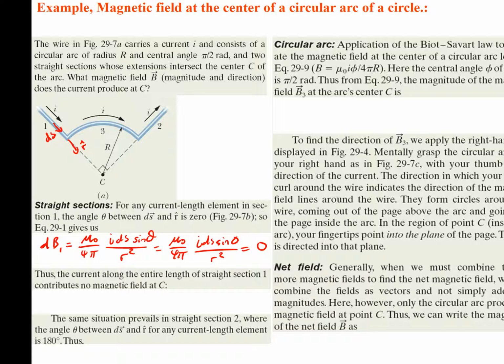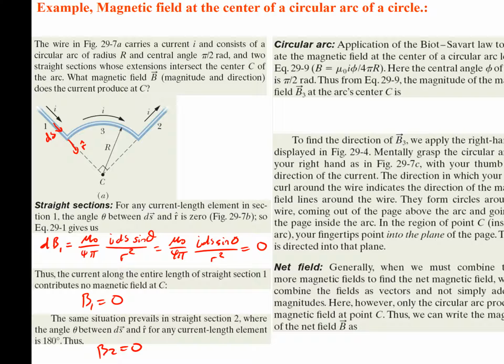Now, the same situation is going to happen in the second wire, right? So B1 is going to be 0. The same situation is going to happen in the second wire, except your angle is 180, and the sine of 180 is also 0. So our B2 is going to be 0.